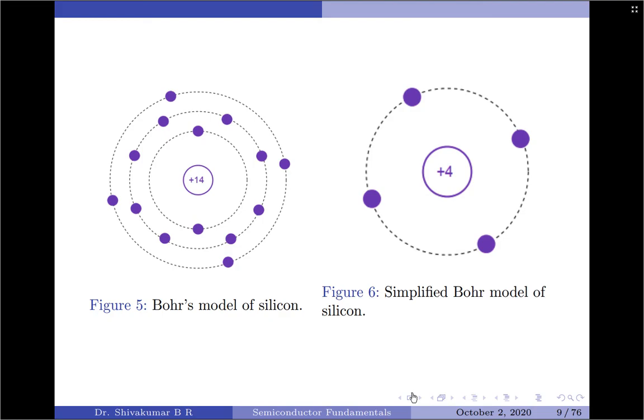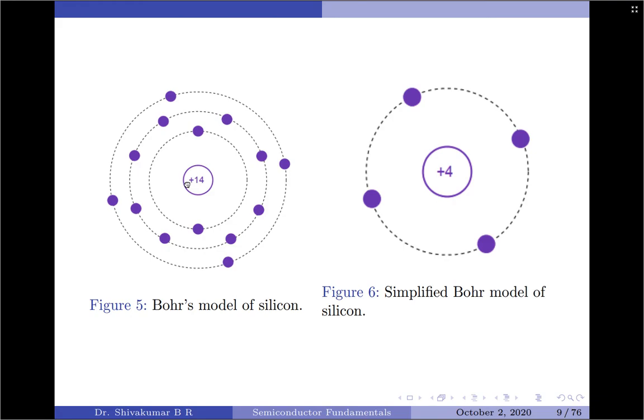Figure 5 here shows the Bohr model of an atom of silicon, atomic number 14, with an electron shell configuration of 2, 8 and 4. You can see the innermost ring has only 2 electrons, the second ring has 8 electrons and the outermost has only 4 electrons. The first two shells are completely filled and the outermost shell is not filled completely and only has 4 electrons. In this version, the individual electrons are drawn in each shell and the atomic number is indicated at the nucleus, which is 14.